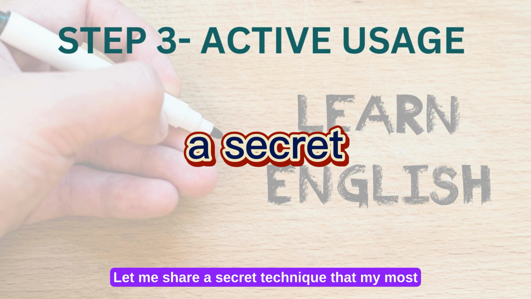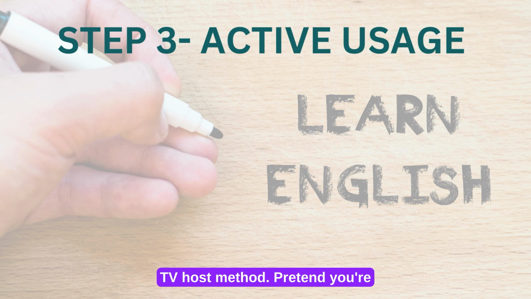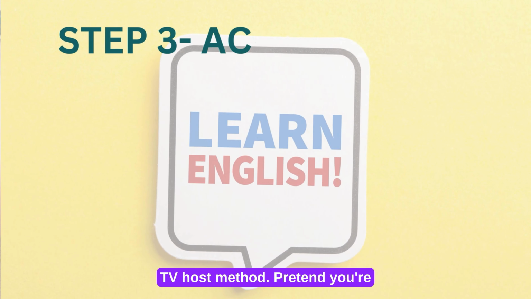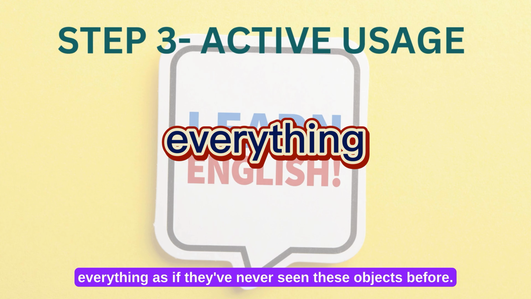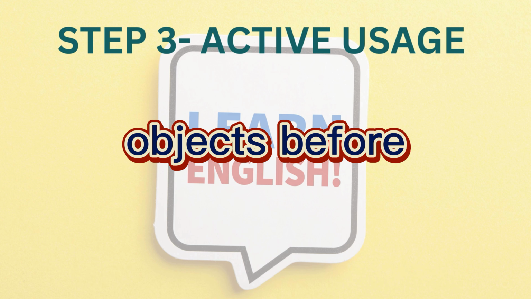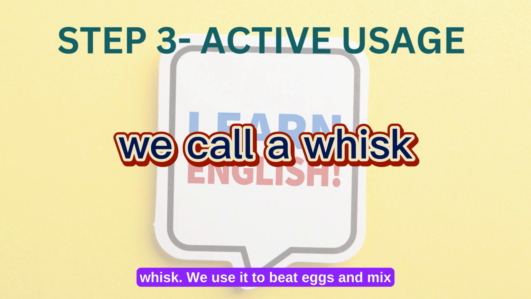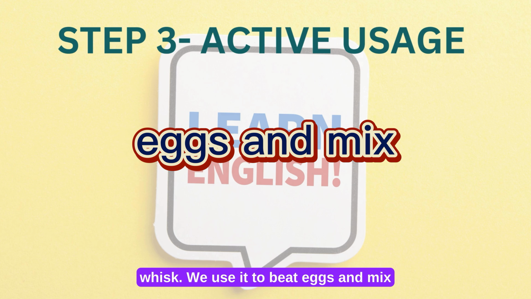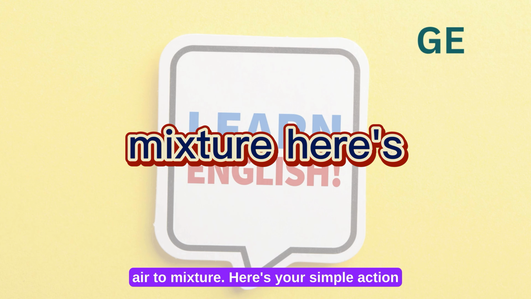Let me share a secret technique that my most successful students use. I call it the TV host method. Pretend you're showing a foreign friend around your kitchen. Explain everything as if they've never seen these objects before. This is a fascinating kitchen tool we call a whisk. We use it to beat eggs and mix ingredients. The special design helps add air to the mixture.